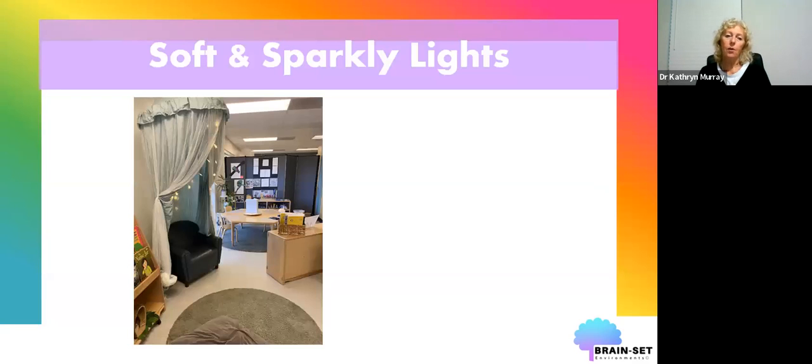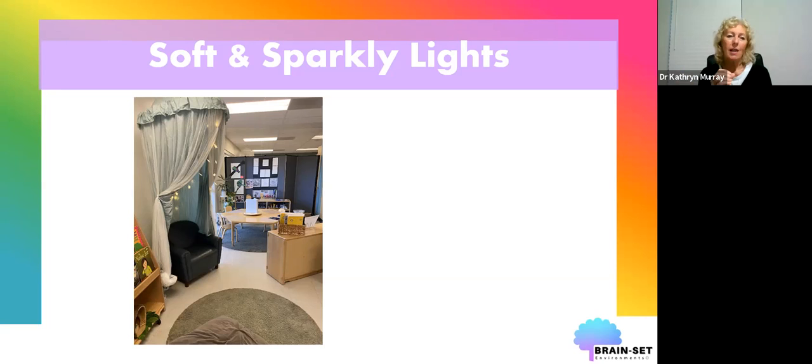So we also can use these soft sparkly lights, these little fairy lights, and they give the room a really nice feel. It's soft and it's gentle and it's warm and it's cozy. And you can see here, again, different elements of brain set. You can see the rounded mats, and you don't have to have a round mat, but these are the elements that are here. So I'm pointing them out. You also see that the shelving is on an angle.